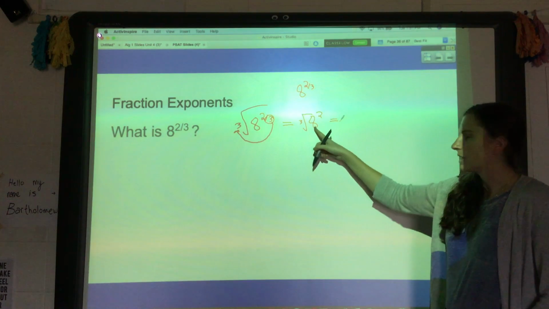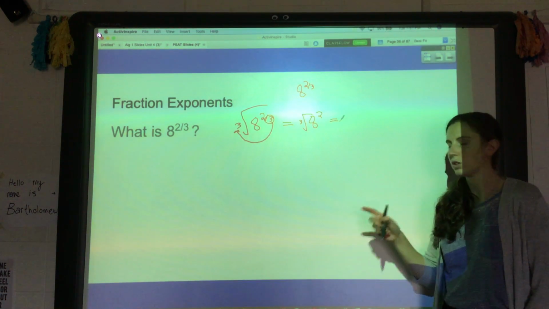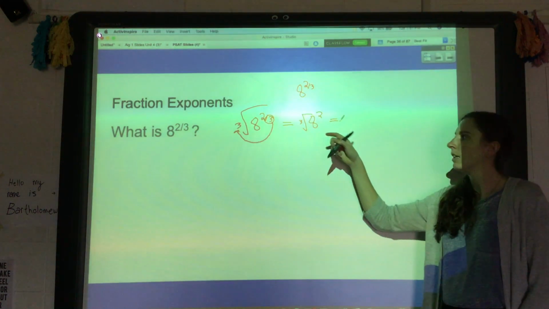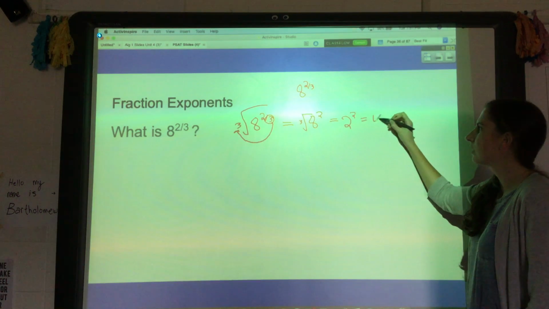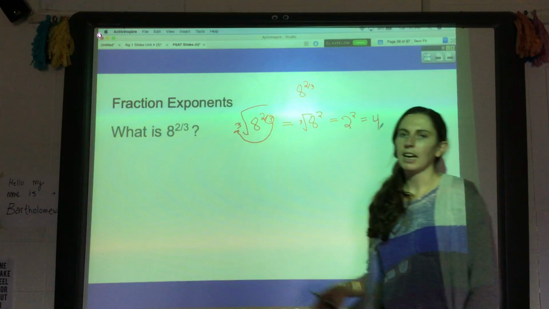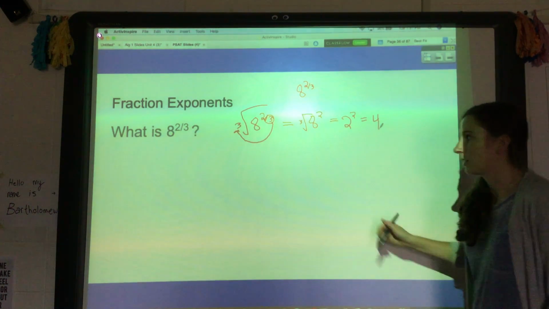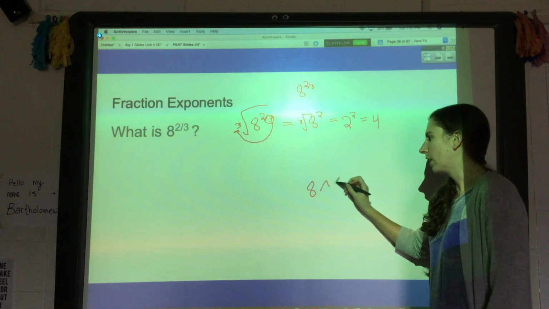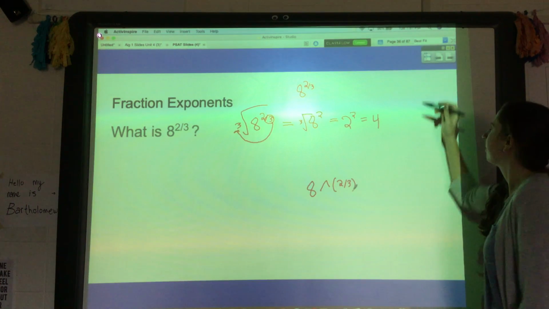I'm going to put it over just the 8 because I know the cube root of 8. It's 2, because 2 times 2 times 2 is 8. So the cube root of 8 is 2, and then 2 squared is 4. So 8 to the 2/3 power is actually 4. If you had your calculator, you could do 8 to the 2/3 power, and it would give you 4.